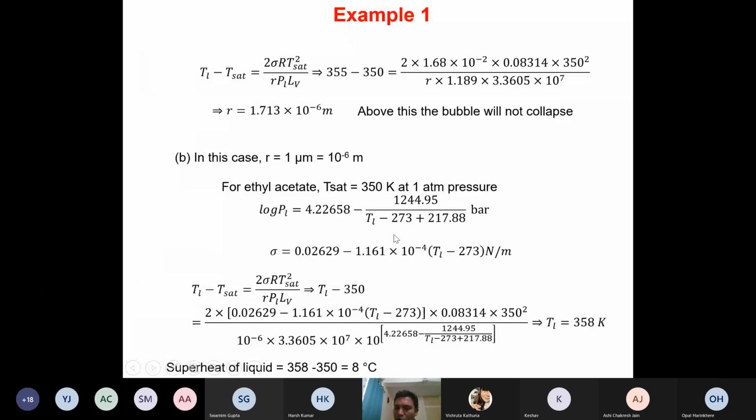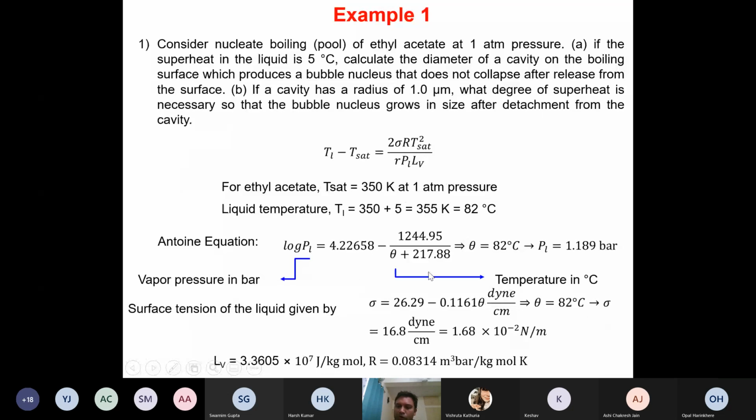Similarly, the second correlation is given for sigma. Here also this theta is unknown because we don't know TL in the second part. So this theta can be eliminated by TL minus 273. Also this equation is in centimeter, isn't it? So we can convert it to Newton per meter, isn't it? So that is what has been done. So this entire equation is converted to Newton per meter, and this theta is replaced by TL minus 273.